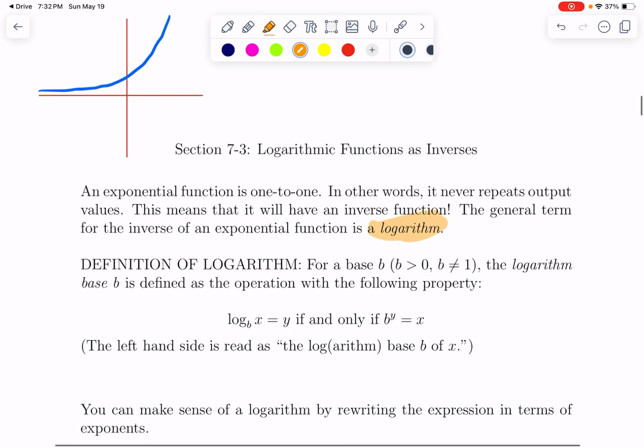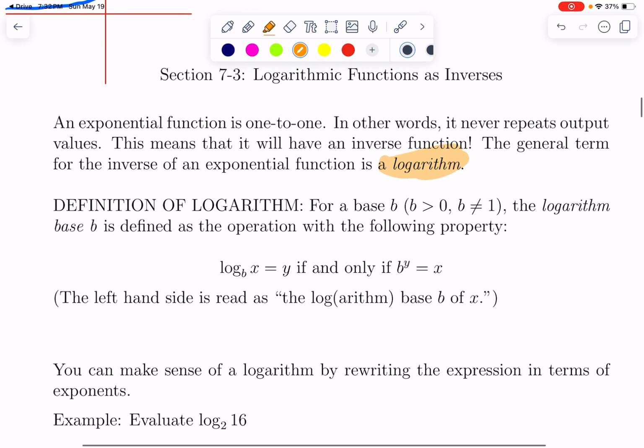So here's our definition. Assuming we have an eligible base, so a number that's positive but not 1, the logarithm base b, always say the word base, logarithm base b, is defined to be the operation with this property. Saying log base b of x is equal to y actually is just the same meaning as saying b raised to the y power is x. You can abbreviate this with just log.